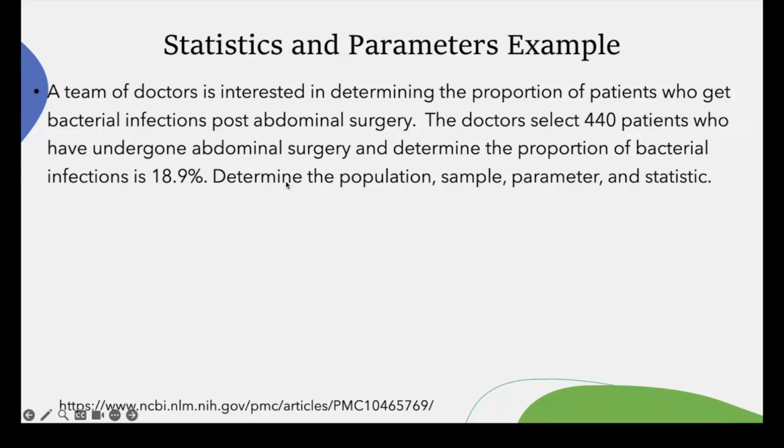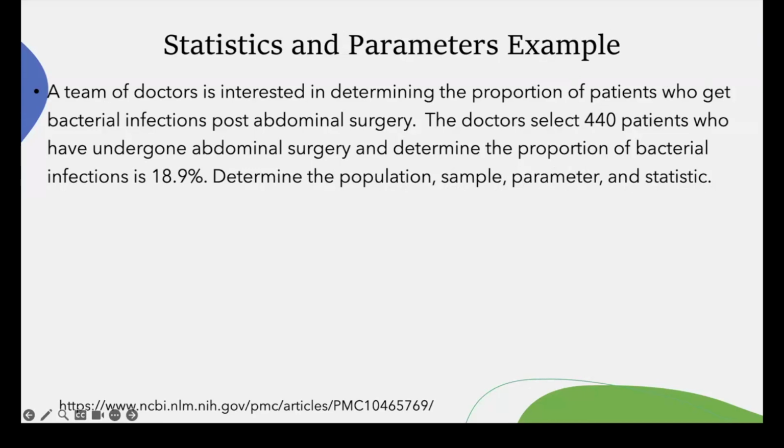We are asked here, what is the population? What is the sample? What is the parameter? And what is the statistic? Now, in some of those answers, we'll be able to give an actual number, and sometimes we don't know the number because it's not provided in the question. But even if it doesn't provide the number, we can define what each of these things mean.